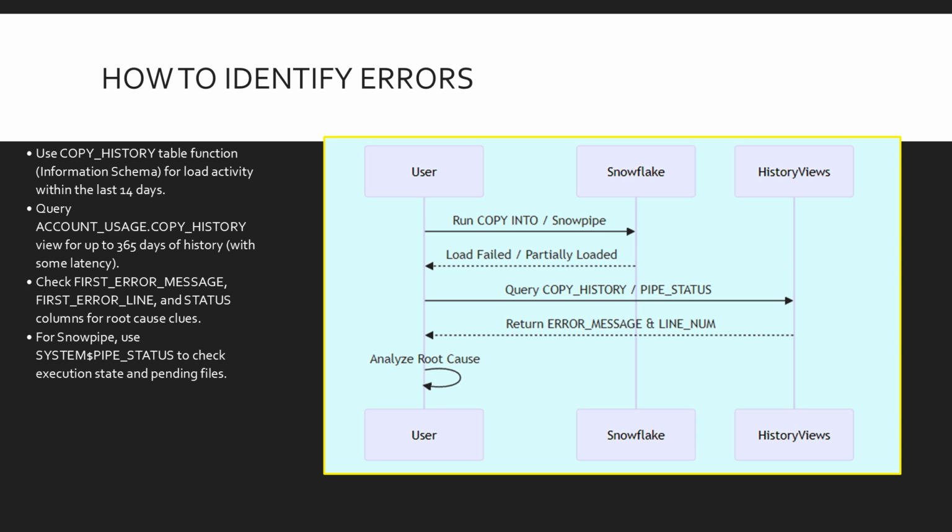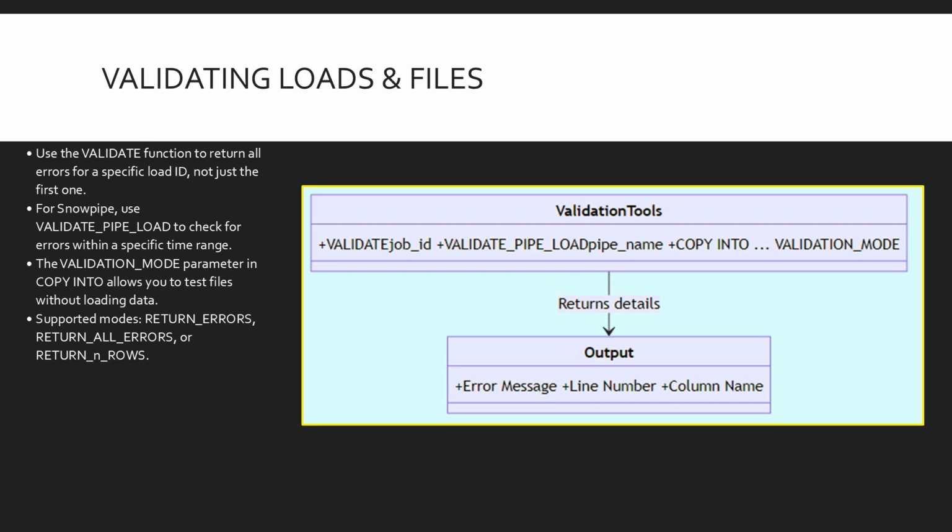Sometimes the history view only shows the first error, but you need the full picture. This is where the validate function comes in. It returns all errors encountered during a previous copy execution, allowing you to fix multiple issues at once. For Snowpipe, use validate pipe load to scan a time range for errors. Furthermore, you can proactively prevent errors by running your copy command with the validation mode parameter. Setting this to return errors allows you to simulate the load and catch parsing issues before they corrupt your tables.